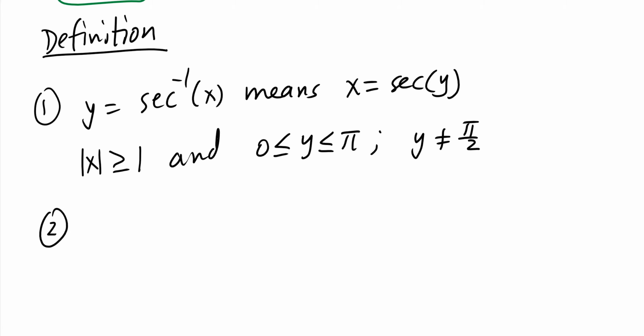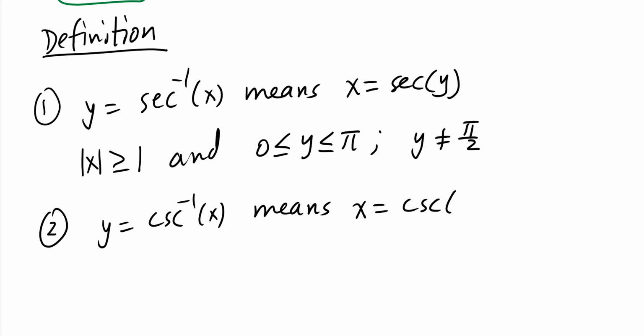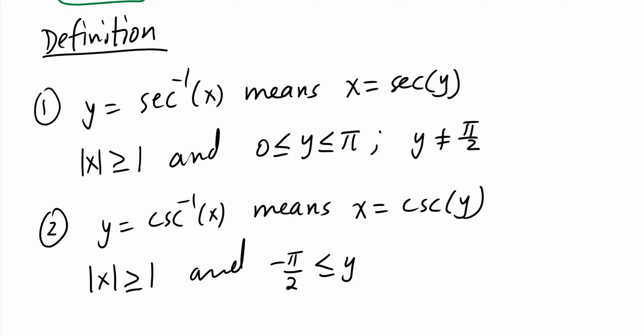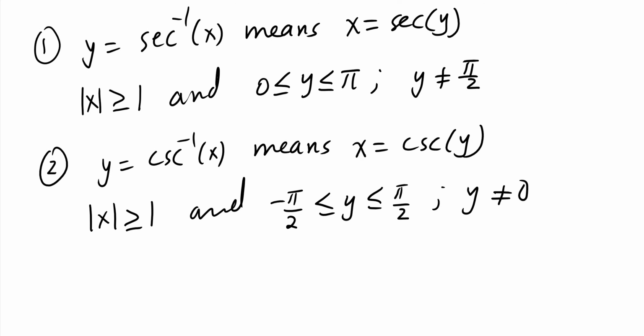The next one is y equals cosecant inverse of x. That means x equals cosecant of y. Again, the condition on x is the same, but the y is different. Cosecant is 1 over sine, and it was from negative pi over 2 to pi over 2, but y cannot be 0. Like y cannot be the middle point between them.